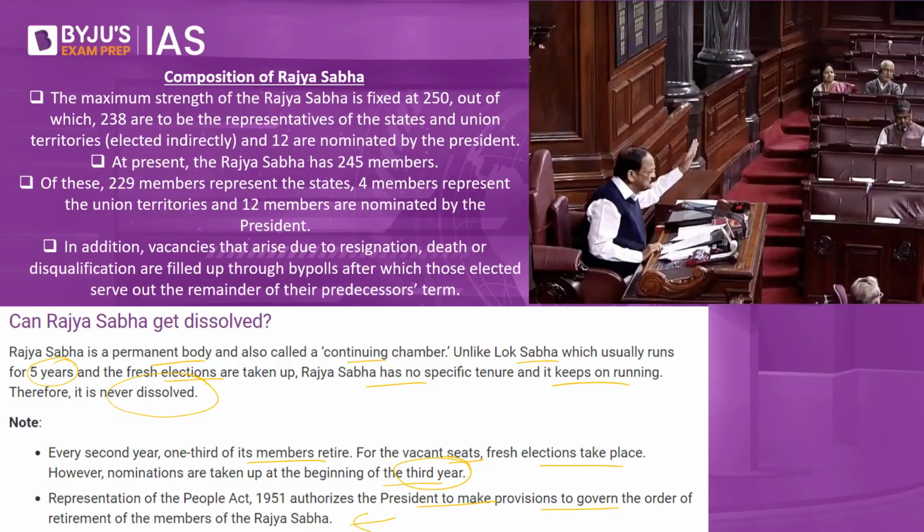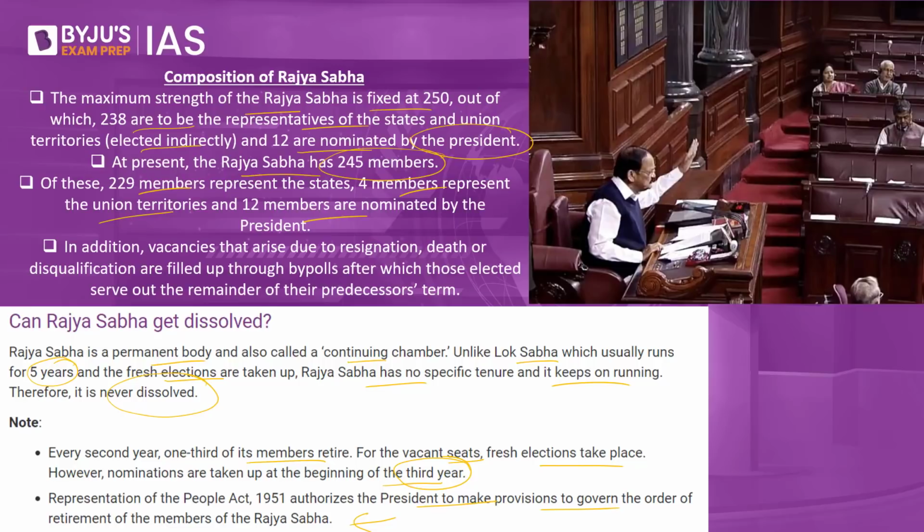What is the composition of the Rajya Sabha? The maximum strength of the Rajya Sabha is fixed at 250, out of which 238 are to be the representatives of the states and union territories elected indirectly, and 12 are nominated by the President. At present, the Rajya Sabha has 245 members. Out of 245, 229 members are elected from the states, 4 members represent the union territories, and 12 members are nominated by the President. The nominated members are nominated by the President of India because they have special knowledge and practical experience in domains like art, literature, science, and social service.